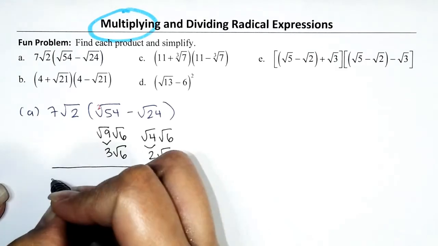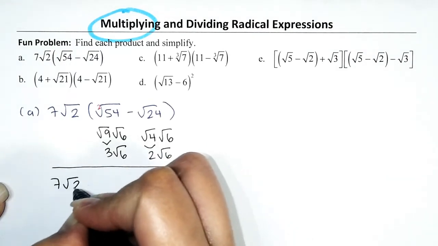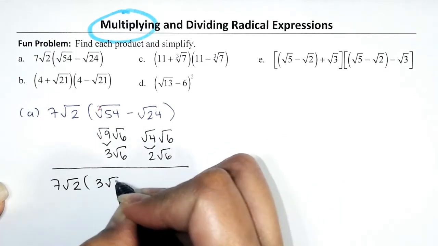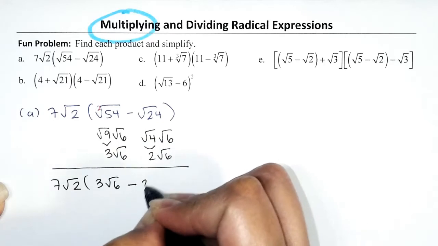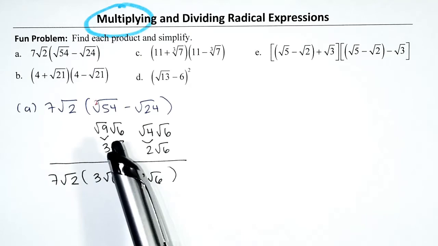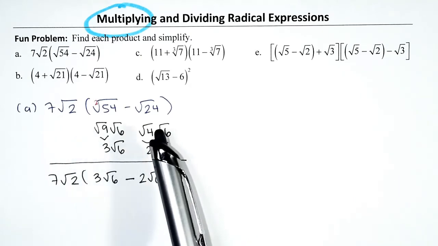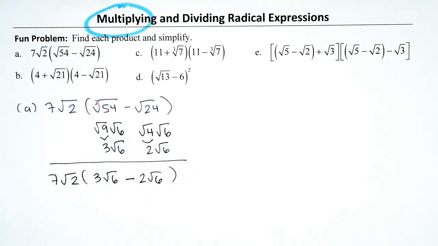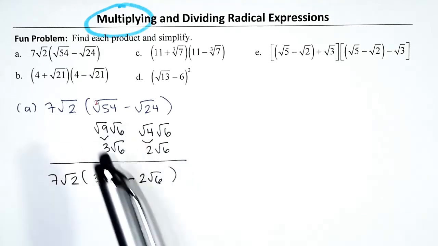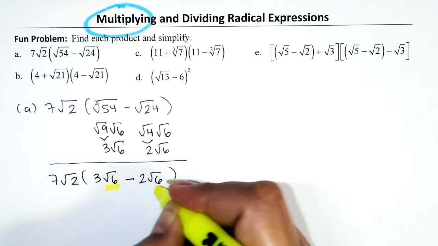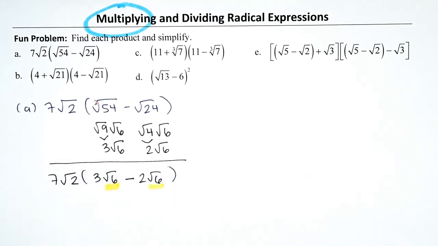Okay, so let's bring down our problem. We have 7 times the square root of 2, open parenthesis, 3 times the square root of 6, the operation is minus 2 square root of 6. Fantastic. In the beginning, square root of 54 and square root of 24 were not like radicals. They are like terms in the sense that they're numbers, so we can combine them with a calculator, but they're not like radicals because they don't have the same radical part. But check it out. Thanks to our hard work, once we simplified each radical, we realized that the terms are actually like radicals, so we can combine them.